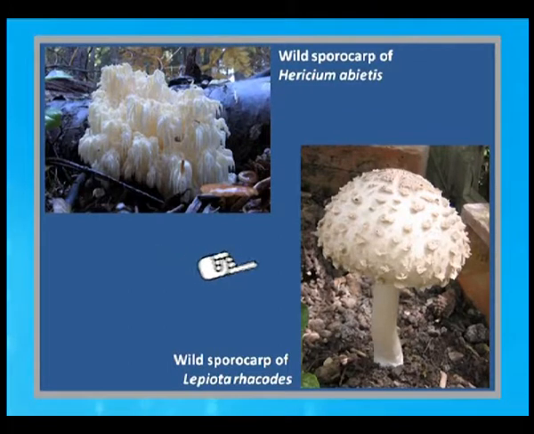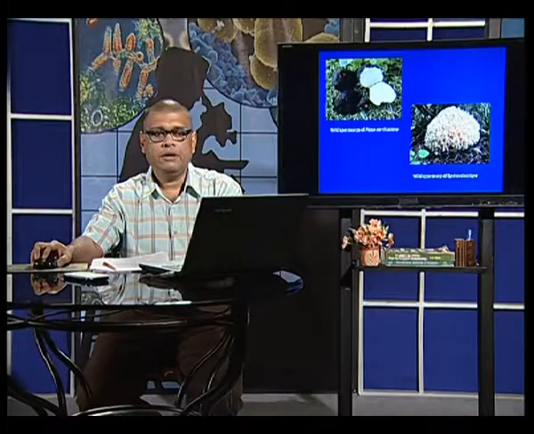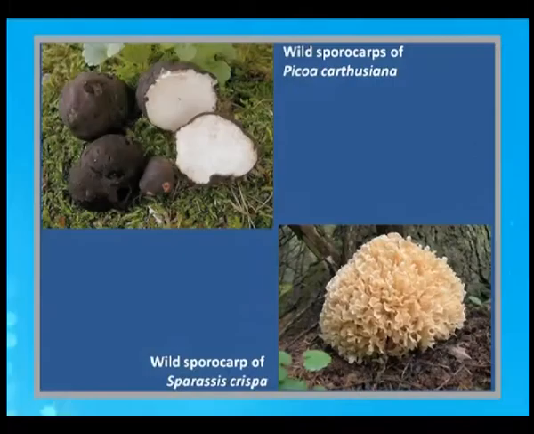Or when we come to Lepiota rhacodis, Lepiota has a big trunk-like stipe which is white and a typical umbrella-shaped pileus with multiple scales on top of it, which are basically the fragments of the volva. We also have this black Picoa, the Picoa carthusiana, which has a typical potato-like structure, and it also grows underground and has a high amount of carbohydrate.